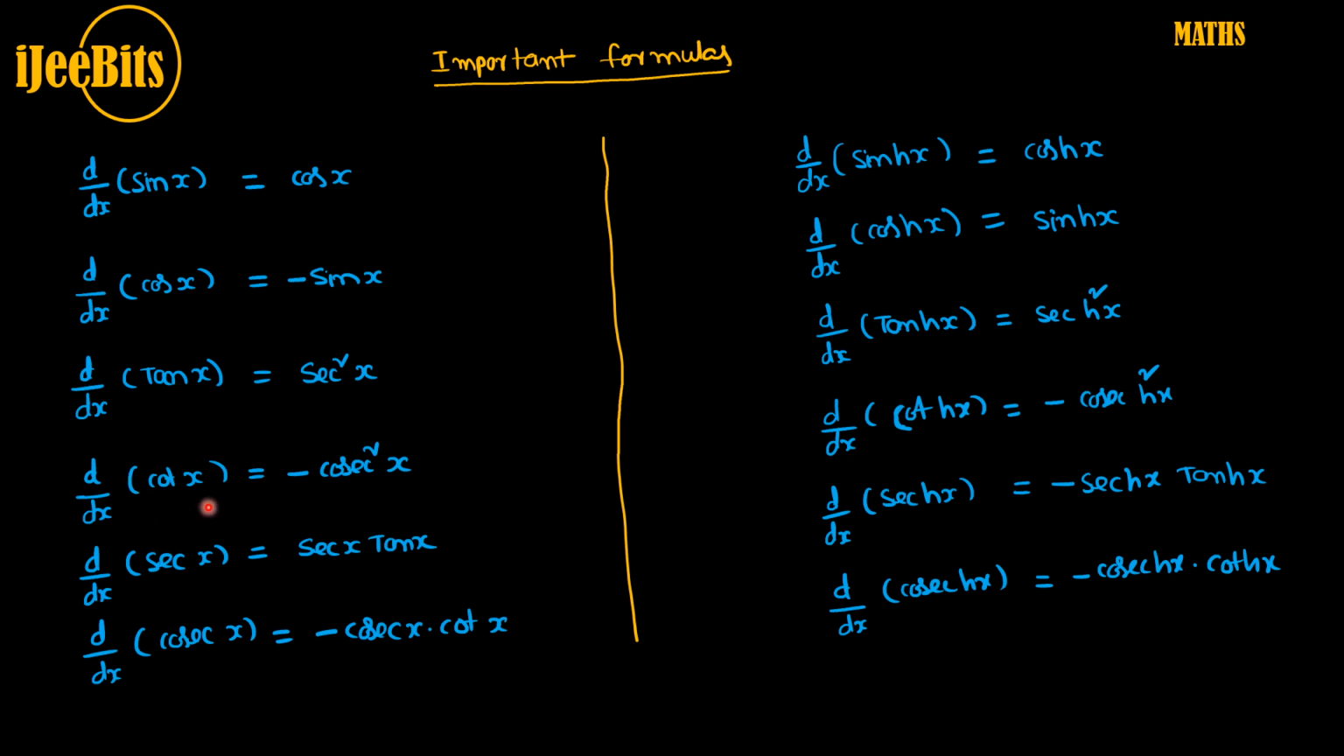d by dx of cot x is minus cosecant square x. d by dx of secant x is secant x tan x. d by dx of cosecant x is minus cosecant x cot x. So for the differentiation of cos, cot and cosecant you will be getting minuses. Then tan becomes secant square, cot becomes minus cosecant square, and secant and cosecant become the products secant tan and cosecant cot.